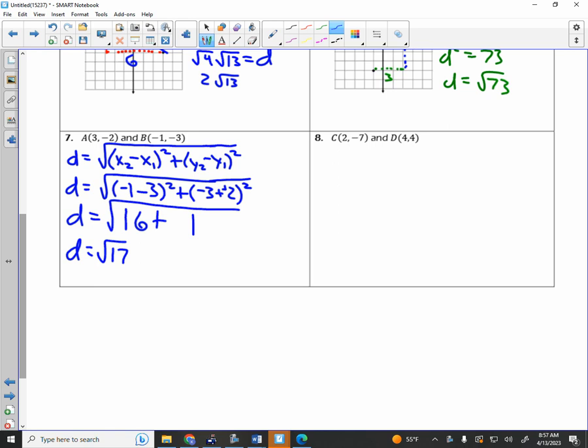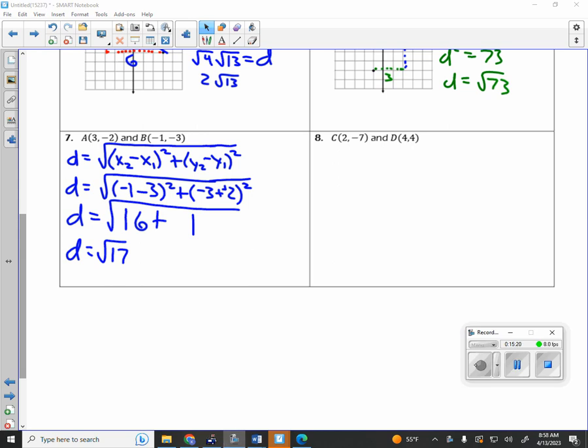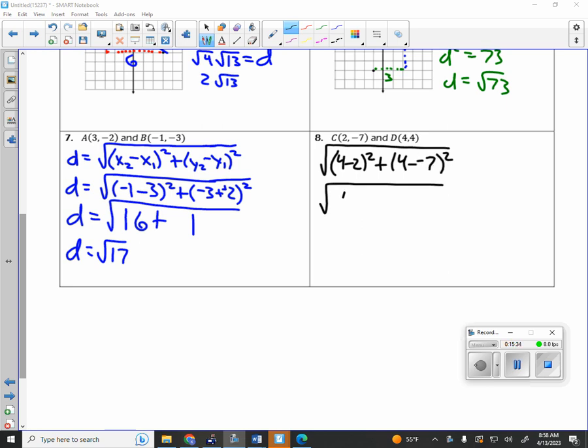Try the next one on your own. X of 2 minus x of 1 quantity squared, y of 2 minus y of 1 quantity squared. Square root it all. See what you get. Get square root of 125. And we already reduced that to 5 roots of 5, right?